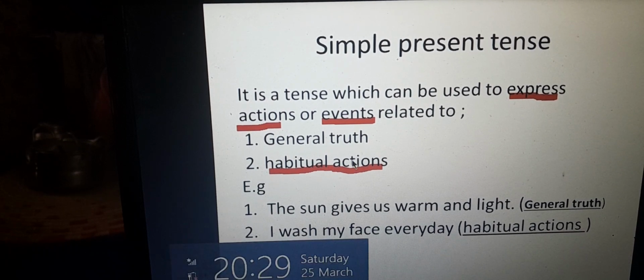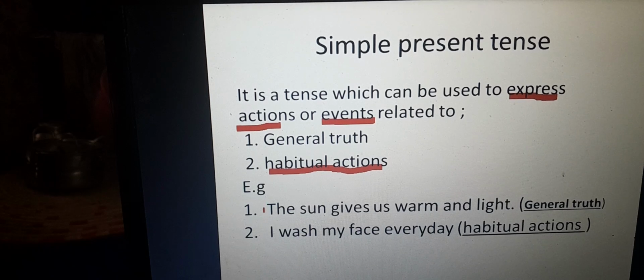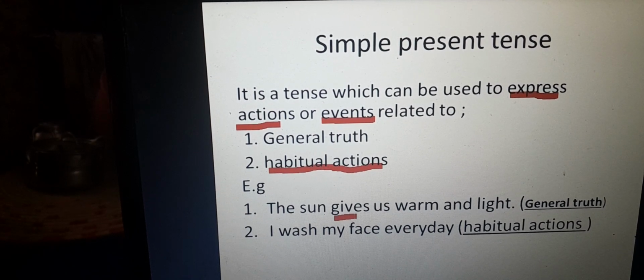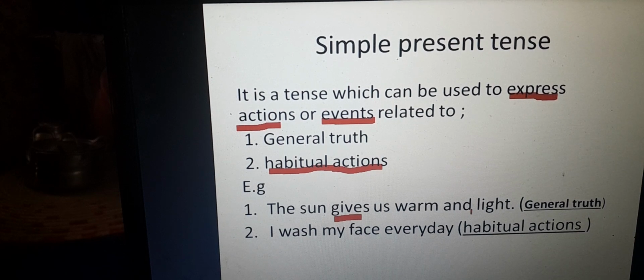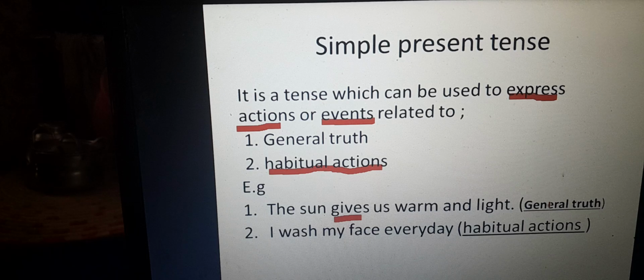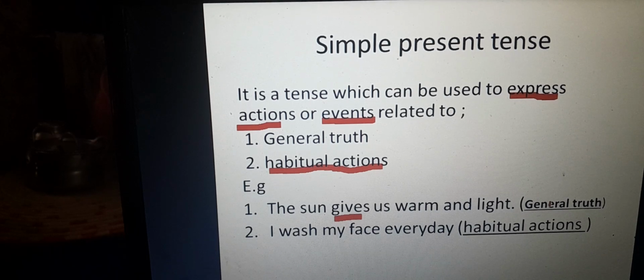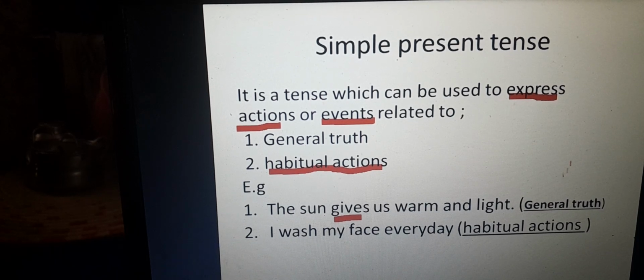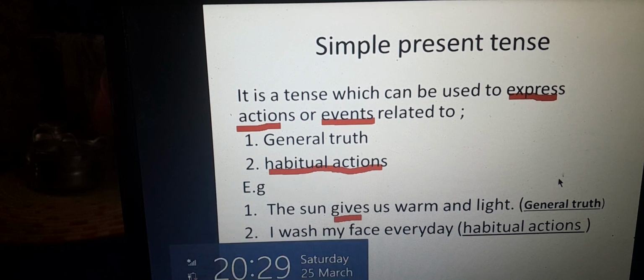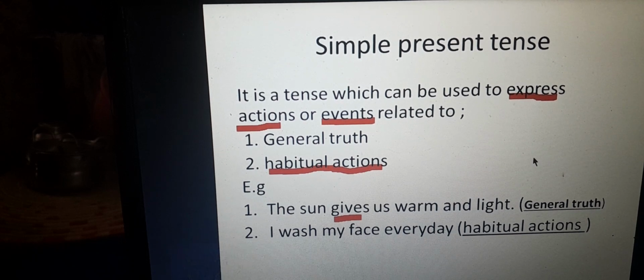Now let's take a look at the examples here that are just for simple present tense. The sun gives us warm and light. This is a general truth because this is a fact. We get warm and light from the sun. So this can be expressed by using simple present tense.